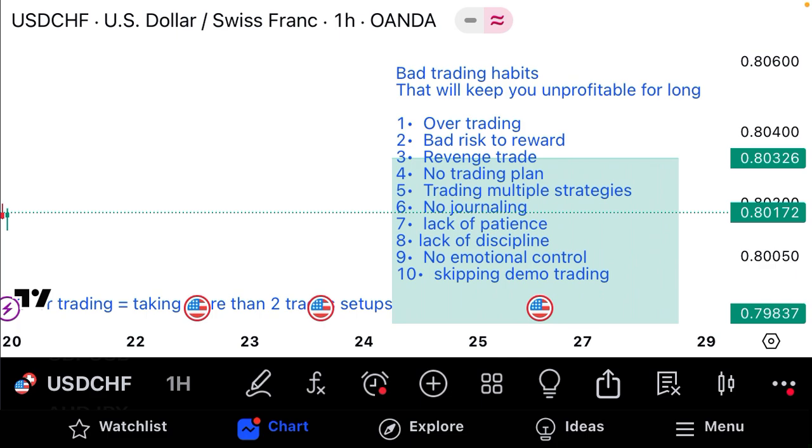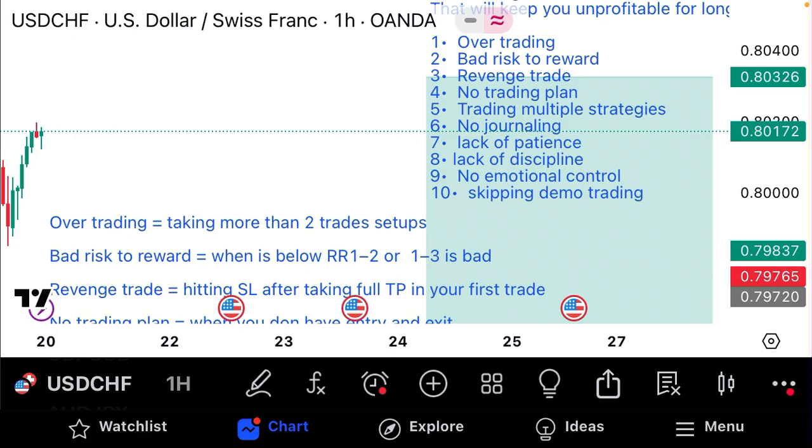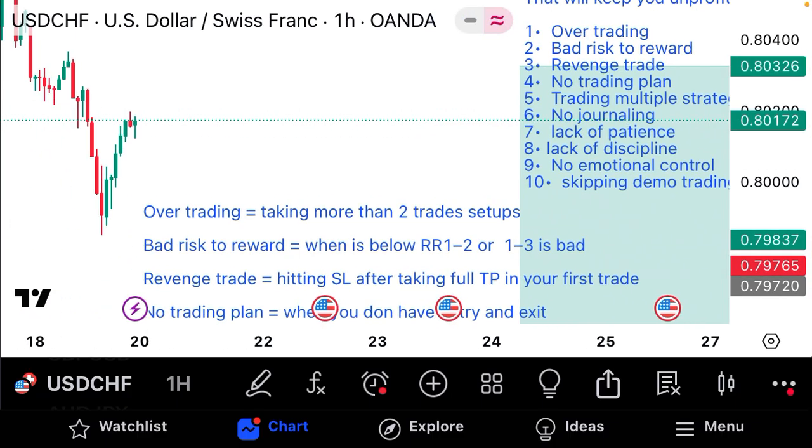So number one is overtrading. To me, overtrading is equal to taking more than two setups in a day. What do I mean by two setups in a day? I will show this by one or two examples.